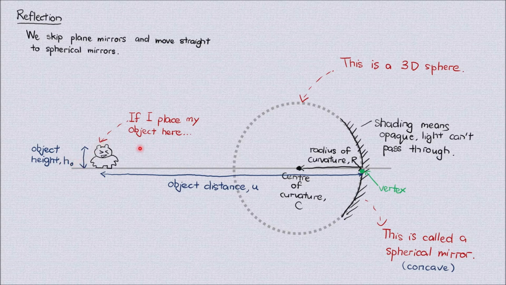In this case, the object is here, so this mirror should be called a concave spherical mirror, because the center of curvature is in front of the mirror. This is the idea of a spherical mirror. We will now move forward to study how light travels when it comes to this kind of mirror.